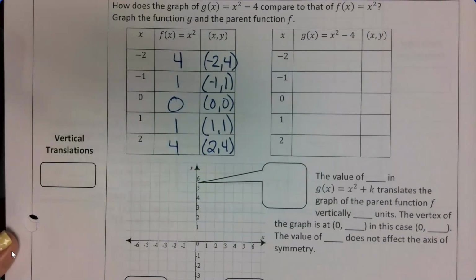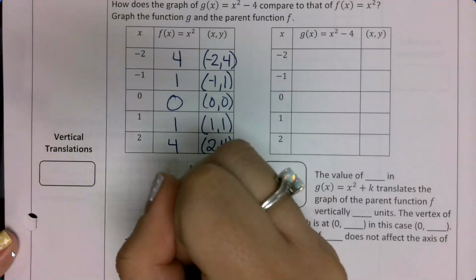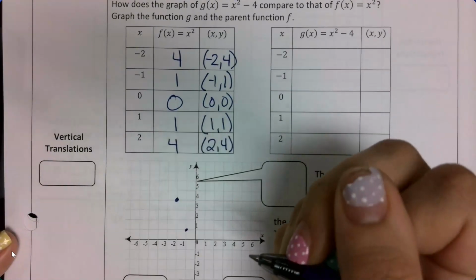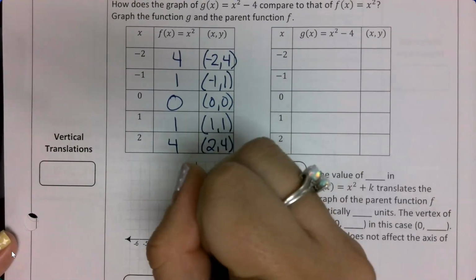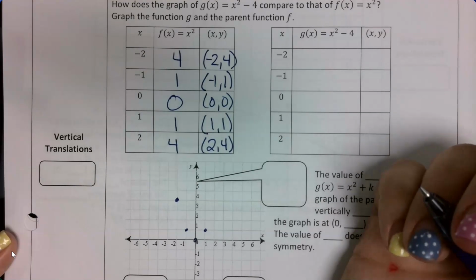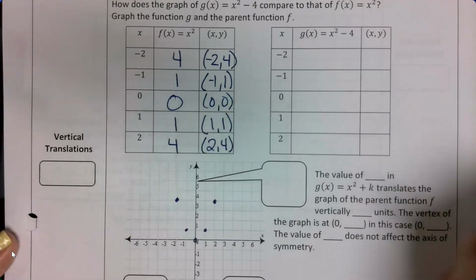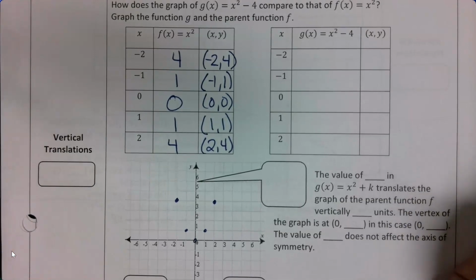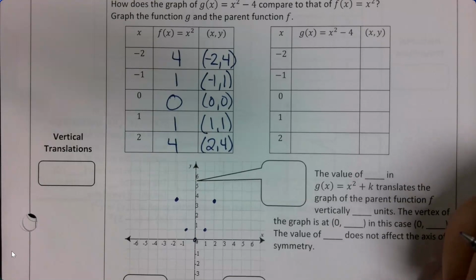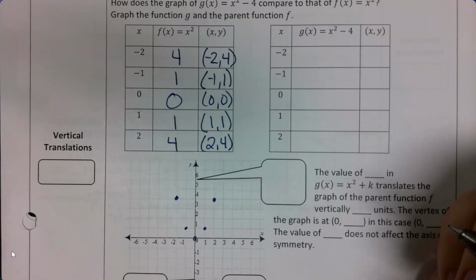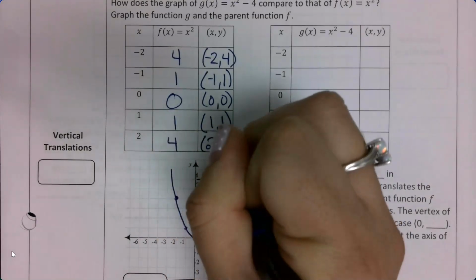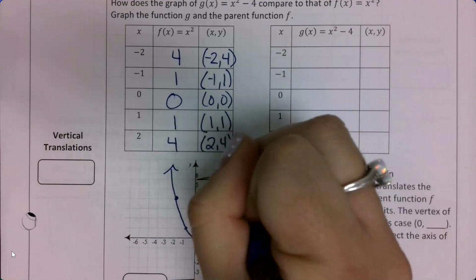So I'm going to go ahead and plot these on my graph. So negative 2, 4 means I go left 2, up 4. Negative 1, 1 means I go left 1, up 1. 0, 0. 1, 1 means I go right 1, up 1. And then 2, 4 means I go right 2, up 4. Then I want to connect my points and label this graph.